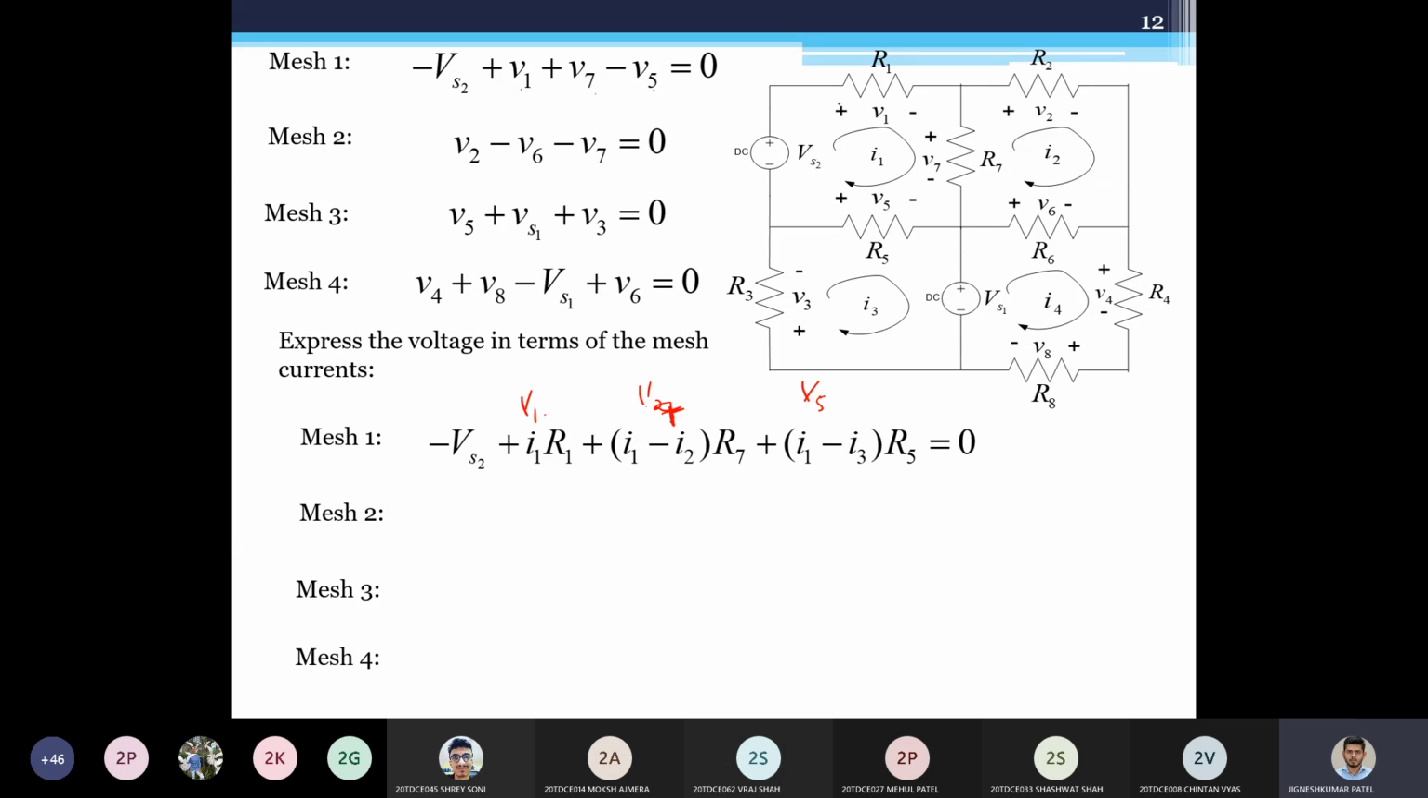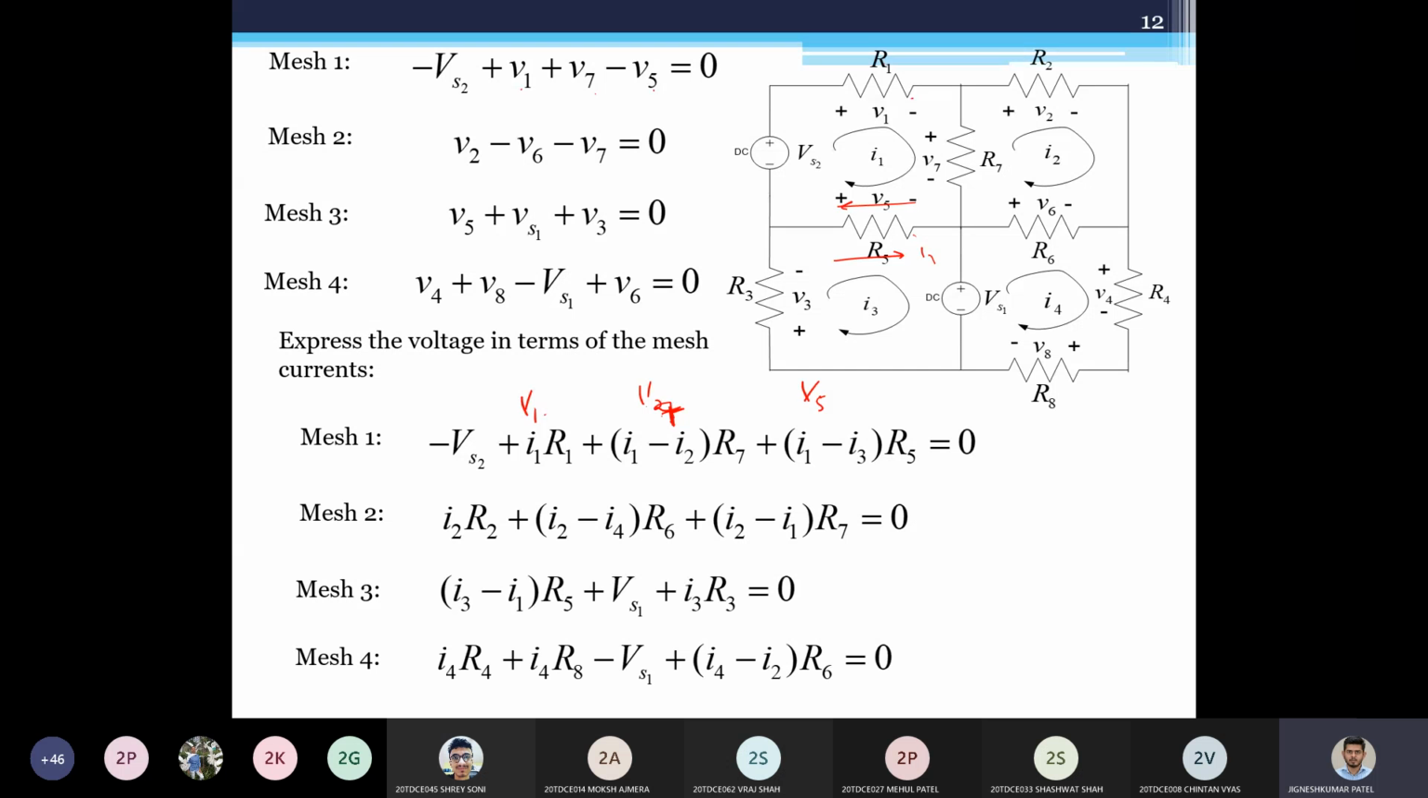V1 is I1 R1. V7 has current I1 and current I2, so I1 minus I2 into R7. Same way, V5 has I1 going in this direction and I3 going in the other direction, so I1 minus I3 into R5 equal to 0. So this is my first equation. I'll simplify that equation later on. And same way I'll write the equation for the other loop.